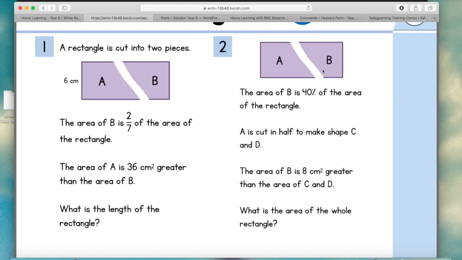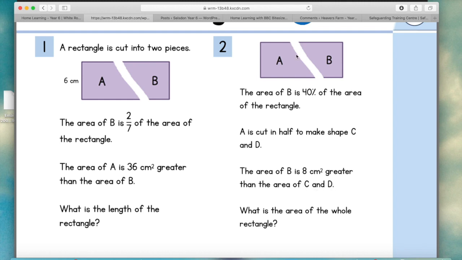100% is the whole. So 100 take away 40, A is going to be 60%. So cool. So we know that A is 60, B is 40. Or it could be 6/10, 4/10, whatever you like. Next, A is cut in half to make shapes C and D. So we chop A in half. The area of B is 8 centimeters squared greater than the area of C and D.